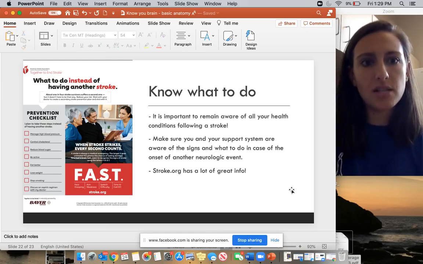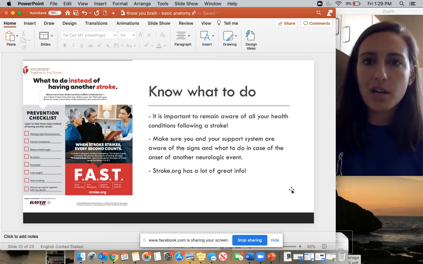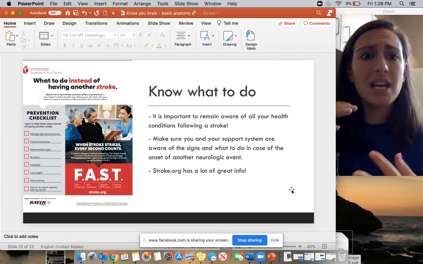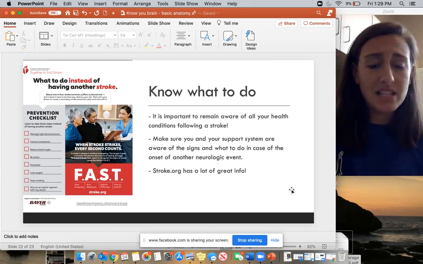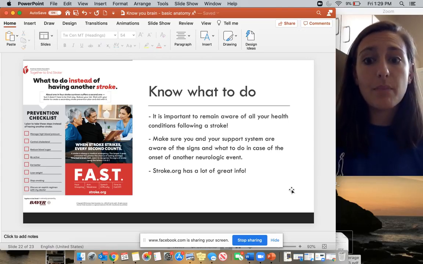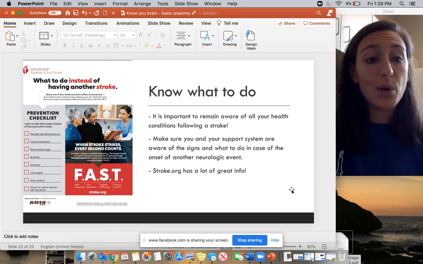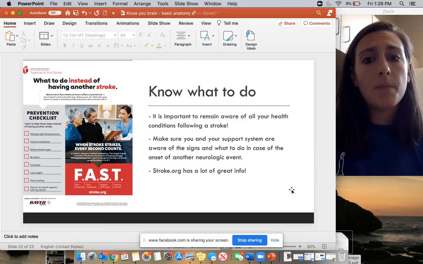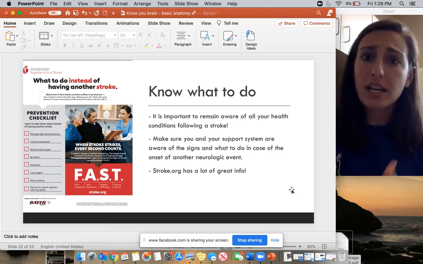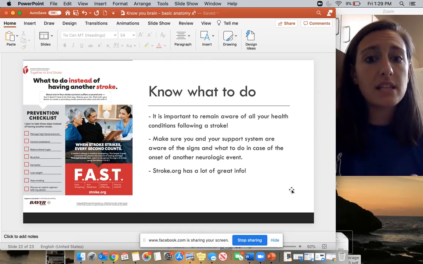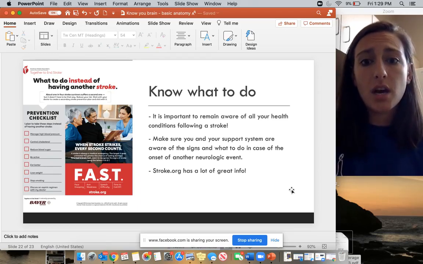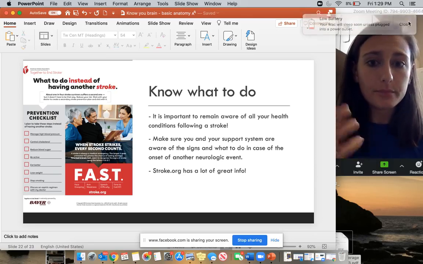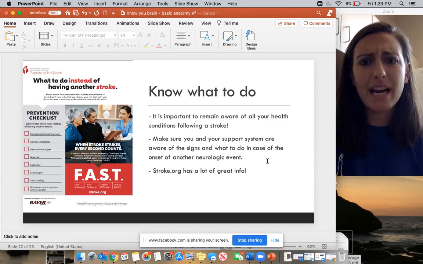If anything changes with your neurologic status, whether it be speech, weakness, a change in balance, anything like that, it is not something to take lightly, and it's something to make sure you're on top of right away, because when it comes to stroke, time is brain. We want to make sure that you get the care that you need as soon as possible. So making sure that you and your support system, your caregivers, your family know these things and what to do in case of a change. It's always good, like I said, knowledge is power, making sure that you're prepared for anything that might happen.